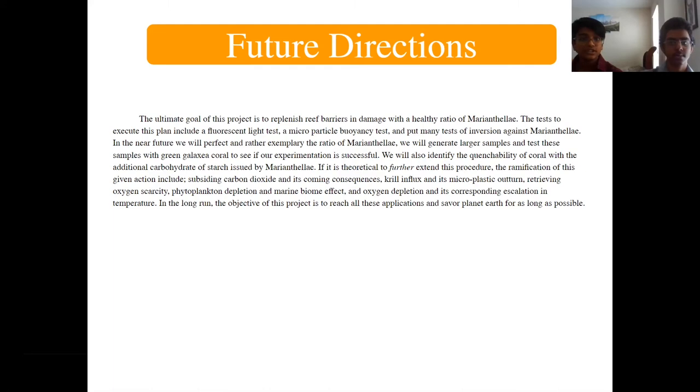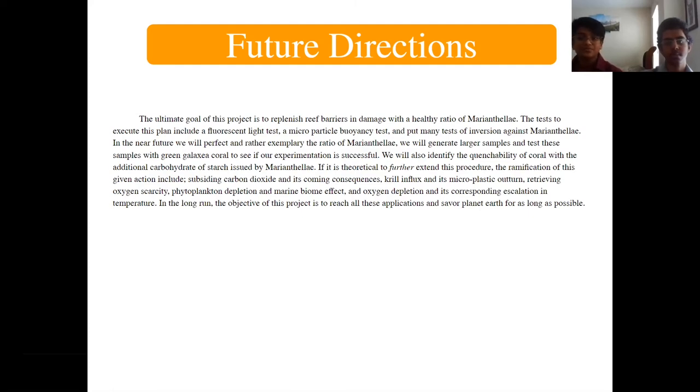The ramifications of this action include subsiding carbon dioxide and its coming consequences, krill influx and its microplastic outturn, retrieving oxygen scarcity, phytoplankton depletion and its marine biome effect, and oxygen depletion and its corresponding escalation in temperature. In the long run, the objective of this project is to reach all these applications and savor the Earth for as long as possible.